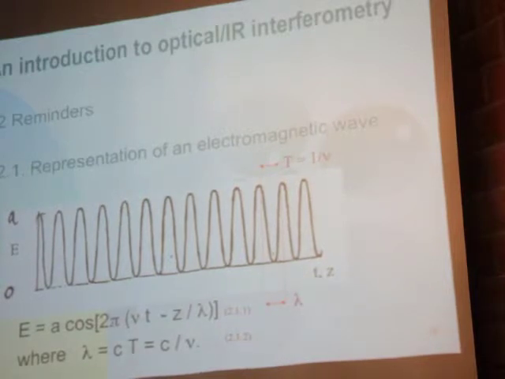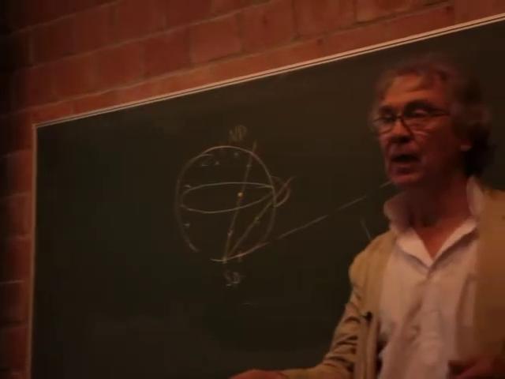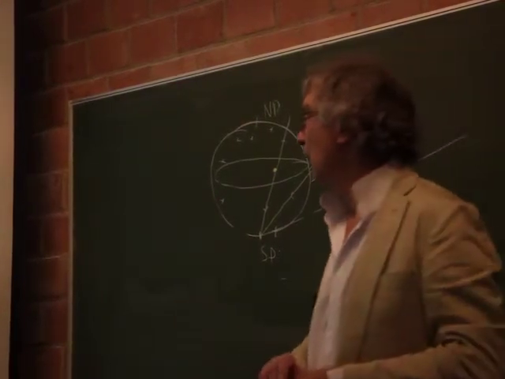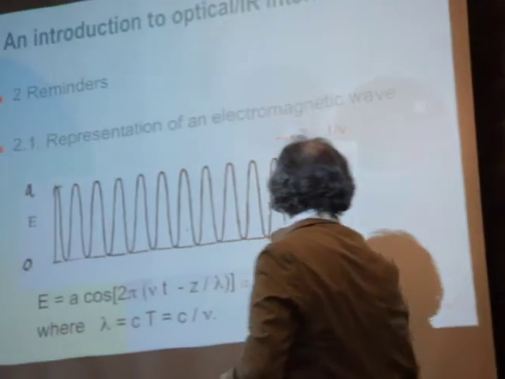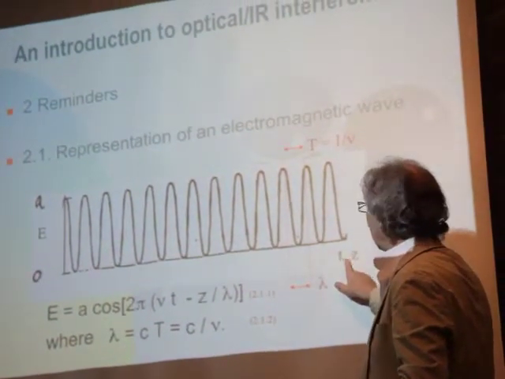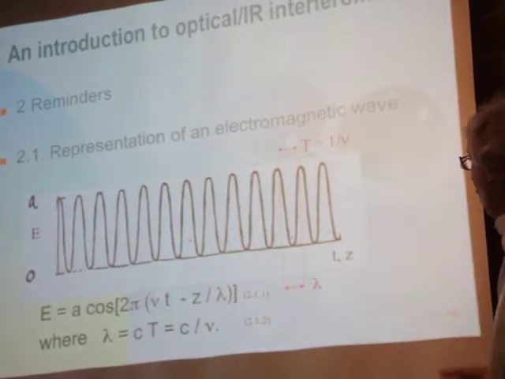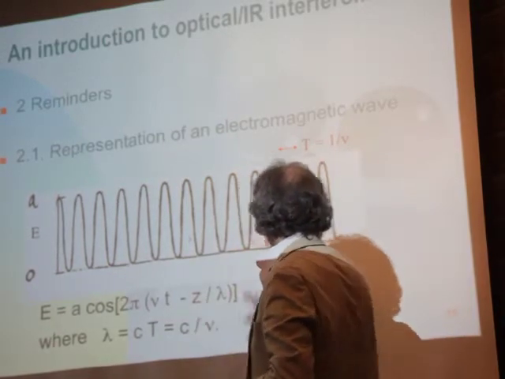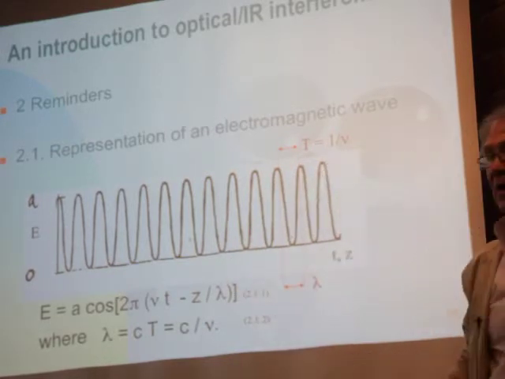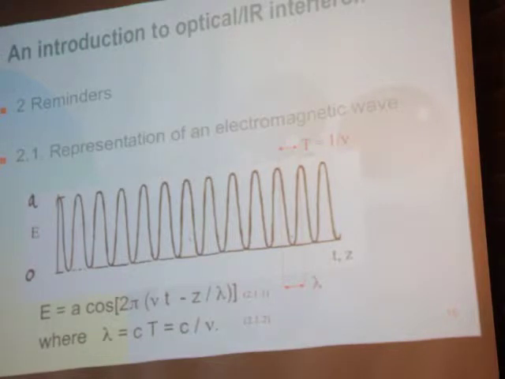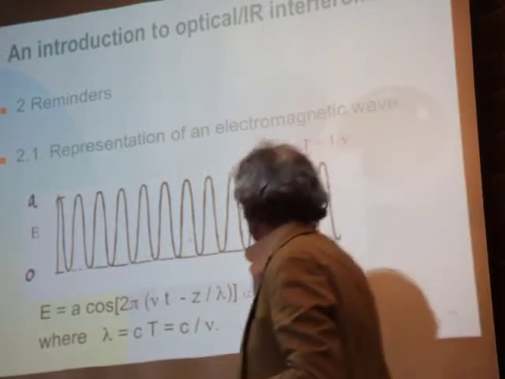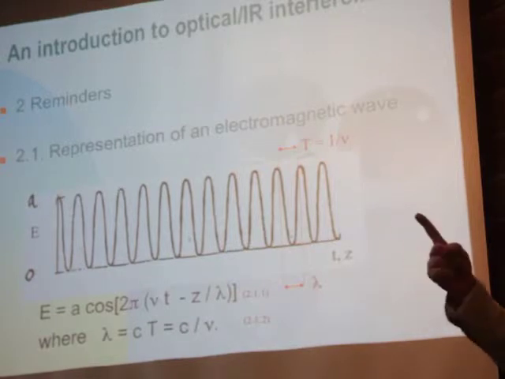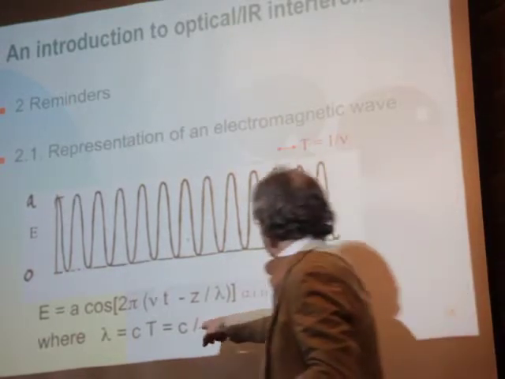Now, if you would do the opposite, you would say, okay, I freeze the time t, and I just see along the z-axis how the electromagnetic field is varying. So I freeze the time, and I look at the function of z. Then what I would see is that it's also a cosine dependence. But here I have z divided by lambda, because the separation between the two crests would be lambda, the wavelength of the light. The relation between the frequency and the wavelength is just lambda equals c times T. During a period, the light has traveled one wavelength, of course, but T is 1 over nu, so we have that relation.